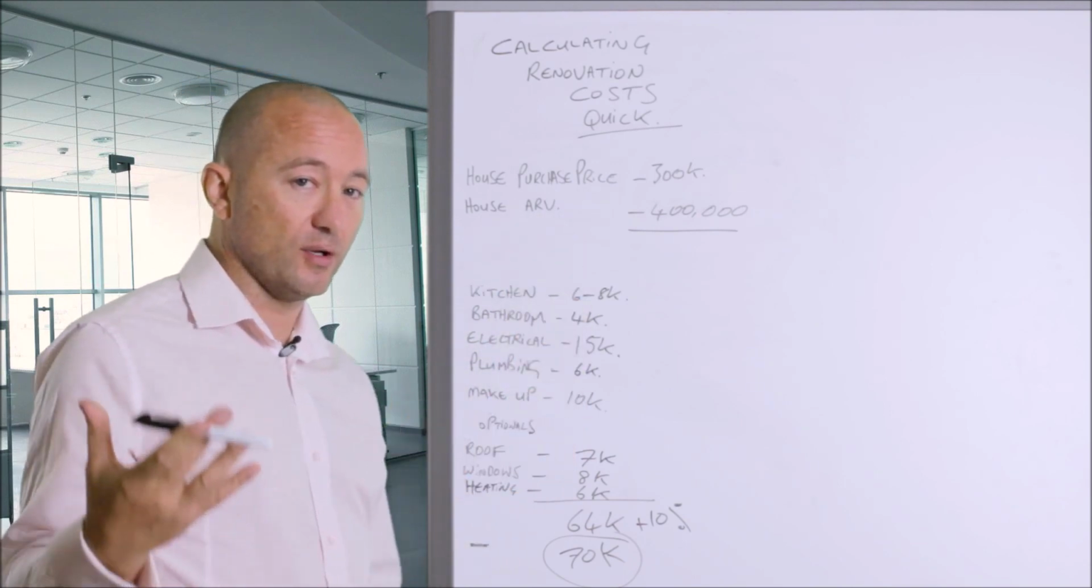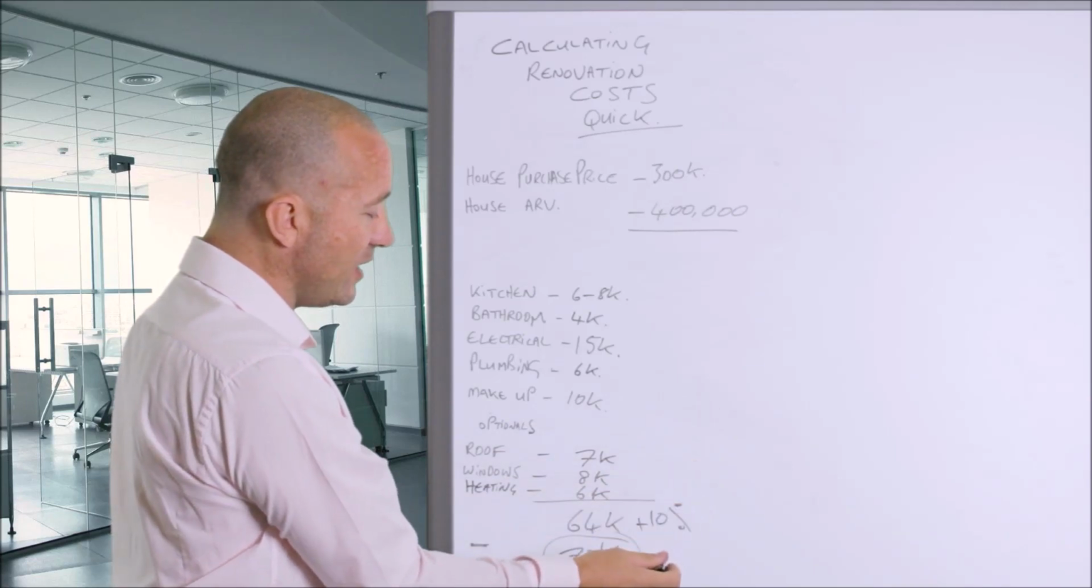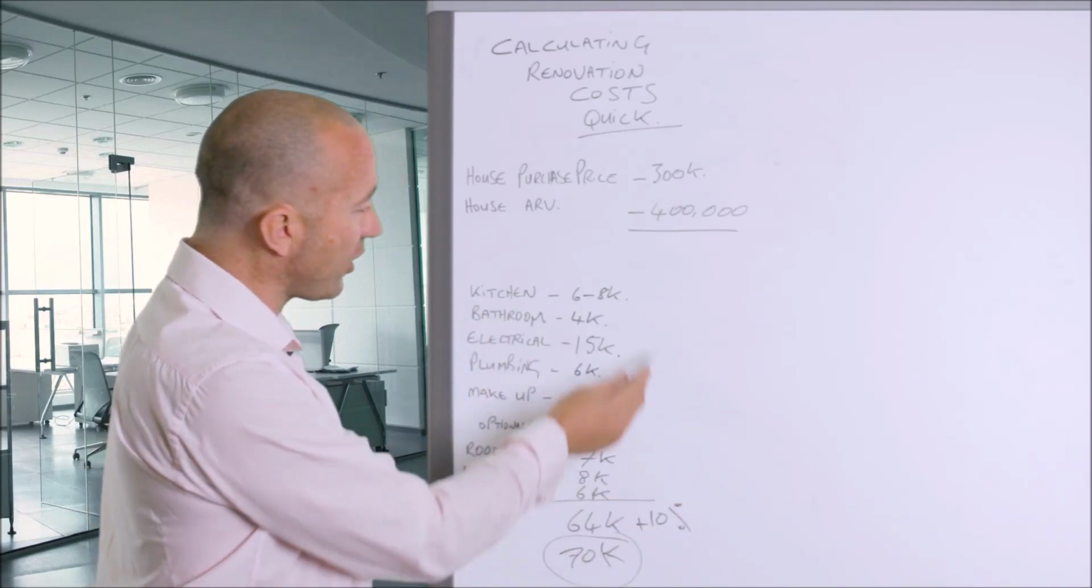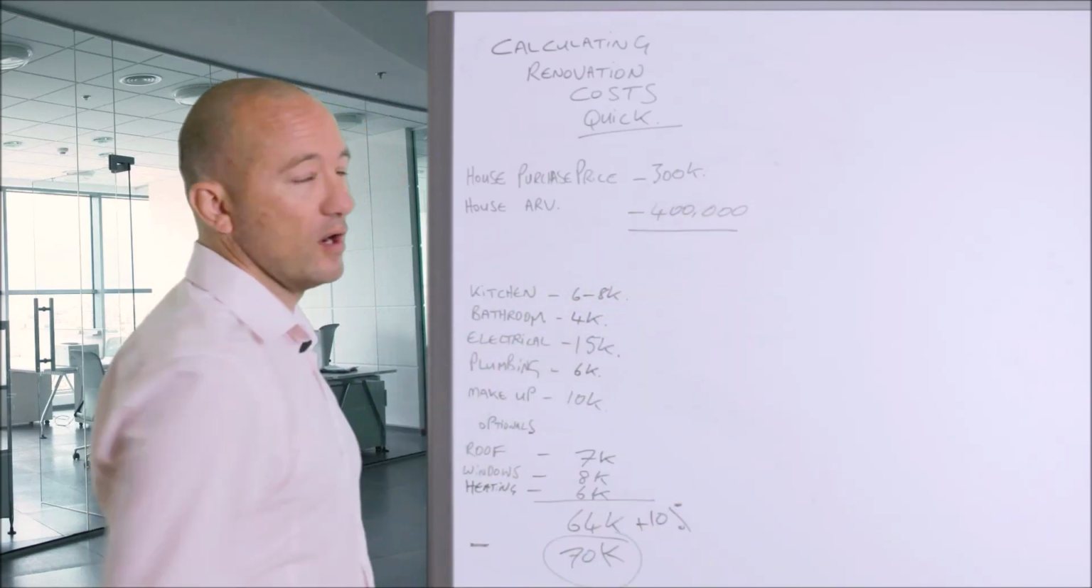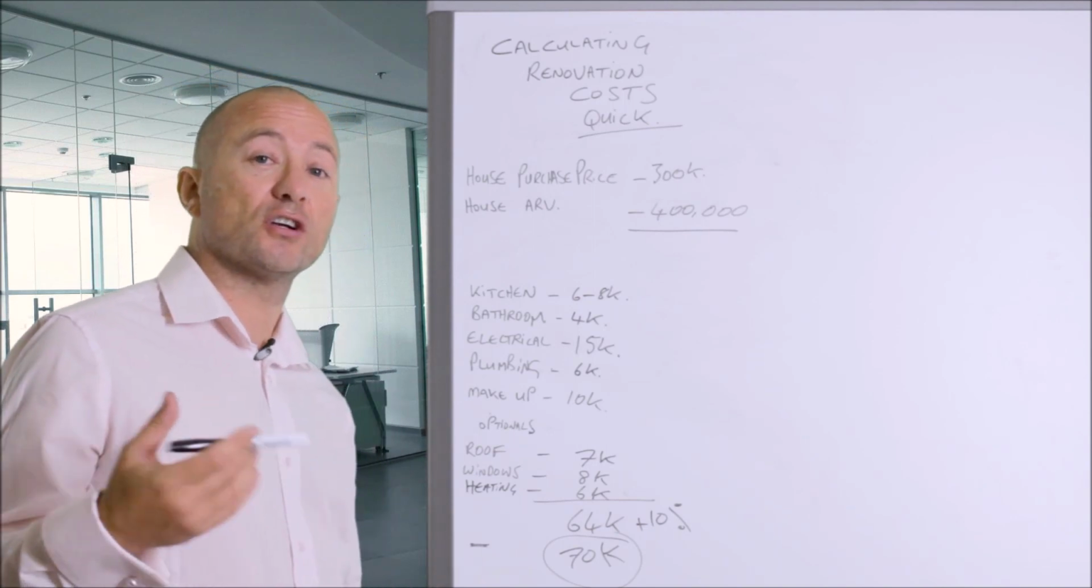So again, you can get an appraiser in to appraise the house and then tell you if you brought everything up to date and redid all of these, how much would it be worth? And he can give you that number. That's your simple way for calculating renovation costs quick.